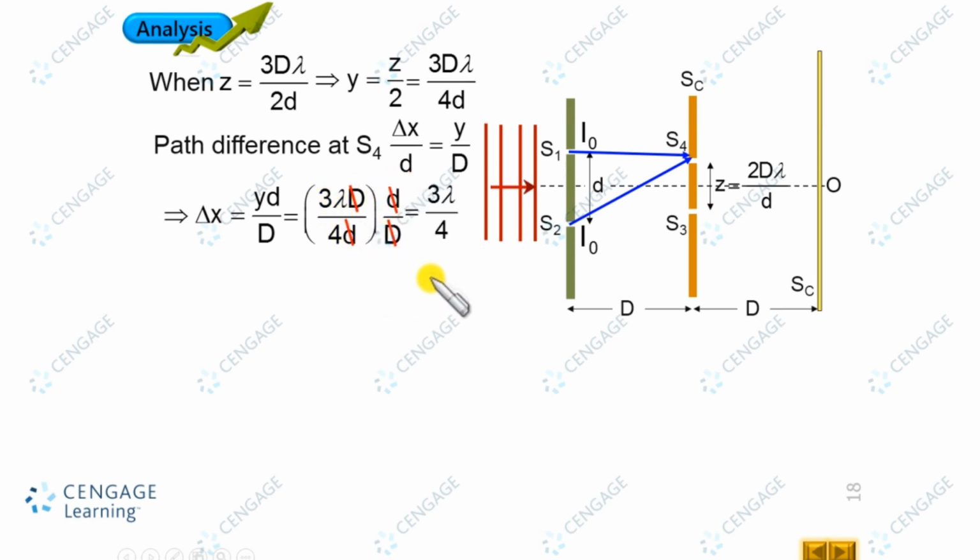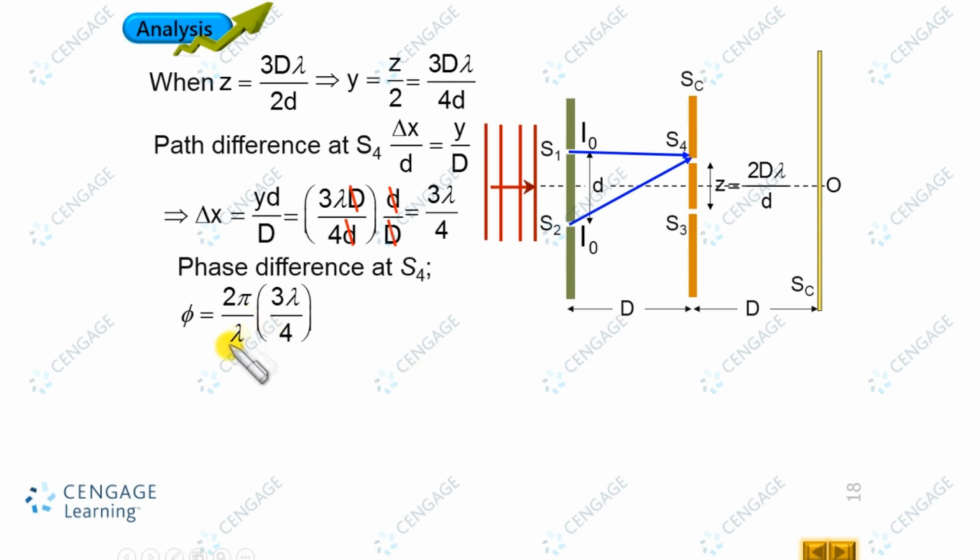Now we can find the value of the phase difference corresponding to this path difference. So let us write the same formula, phi equal to 2 pi by lambda multiplied by this one. Lambda and lambda will get cancelled. 2 and 4, this will be 2. That means this is 3 pi divided by 2. Okay. We got the phase difference at this position and this position.